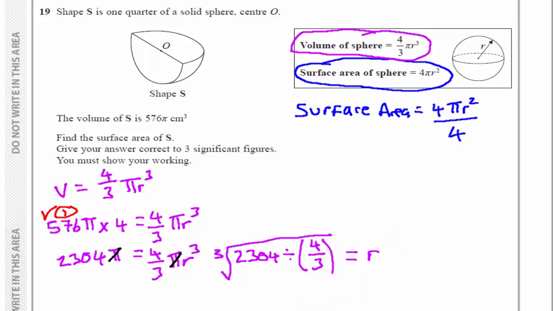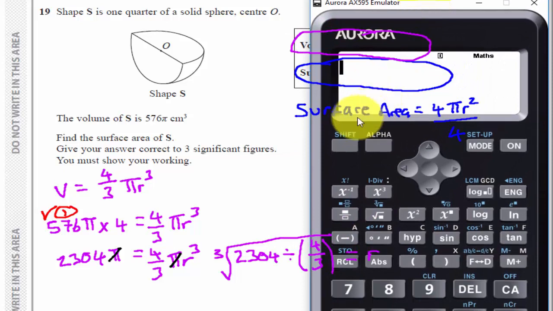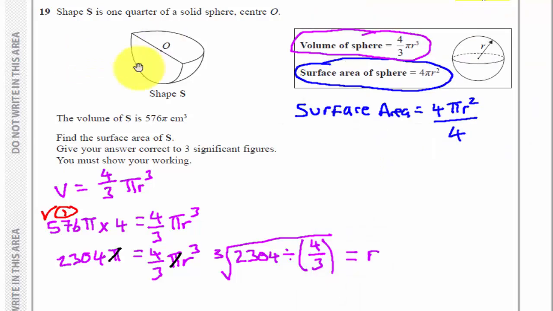Let's pick up our calculator again. I need to do the cube root of 2,304 divided by 4/3. That gives me a value of 12. So I now know that the radius is 12. Second mark.